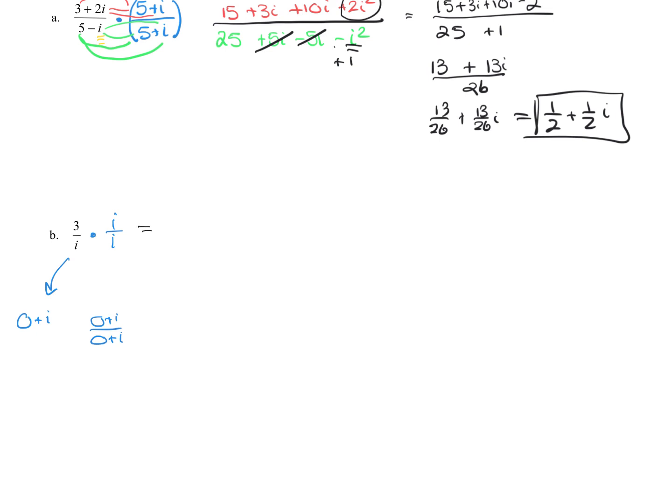3 times i is called 3i. On bottom, i times i is called i squared. i squared is negative 1, so 3i divided by negative 1 is a negative 3i.